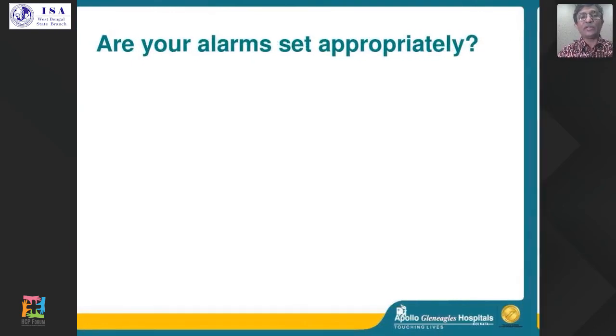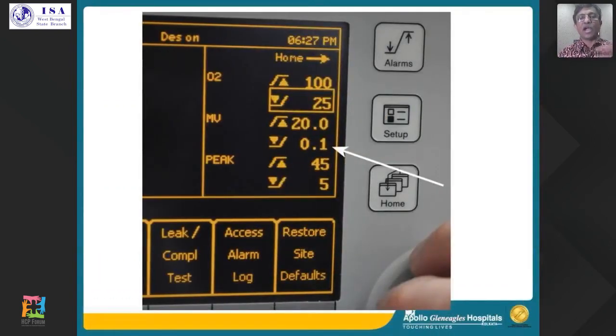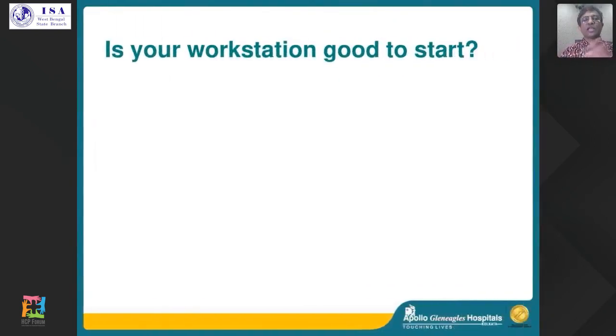You need to set your alarms properly. You can see here that the alarm has been set properly, so a small dip in the airway pressures, a small leak, can be detected. Unlike if you have set it too low: even if there is a huge leak or a partial disconnection, it will not alarm because the pressure is not dropping below that. So remember to set the pressures right. You can't have a pressure alarm that is set to such low values.